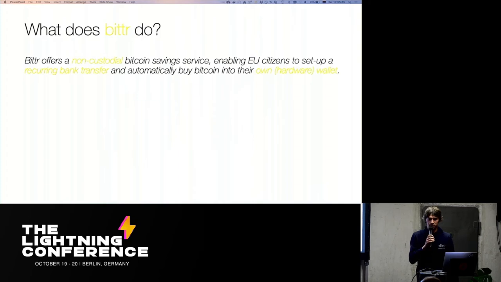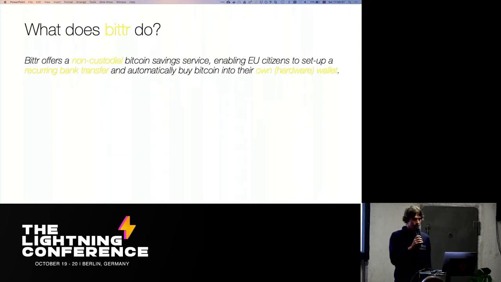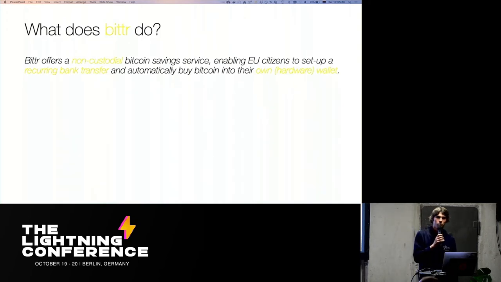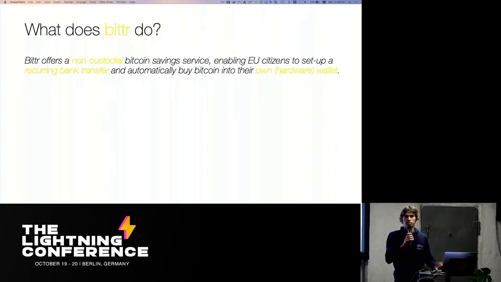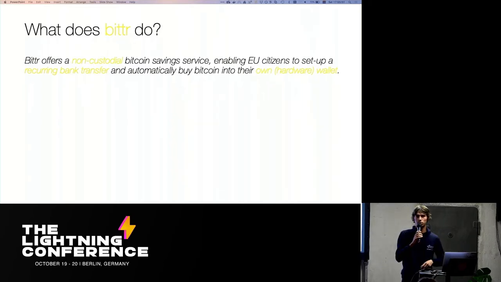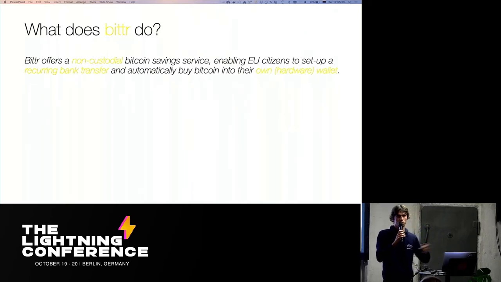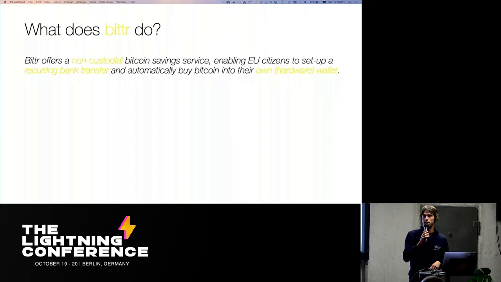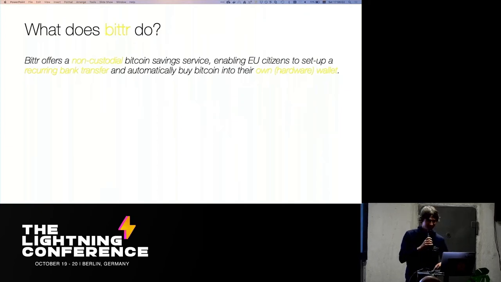I'm Ruben Waterman. I'm the founder of Bitter, and at Bitter we offer a non-custodial Bitcoin saving service so that at least people in the EU can do a recurring SEPA payment, and then every time the SEPA payment arrives to Bitter, you automatically get Bitcoin back into your own hardware wallet. A SEPA payment, that's the European payment rails for interbank payments. So from any bank in Europe to any other bank in Europe, that goes via SEPA.